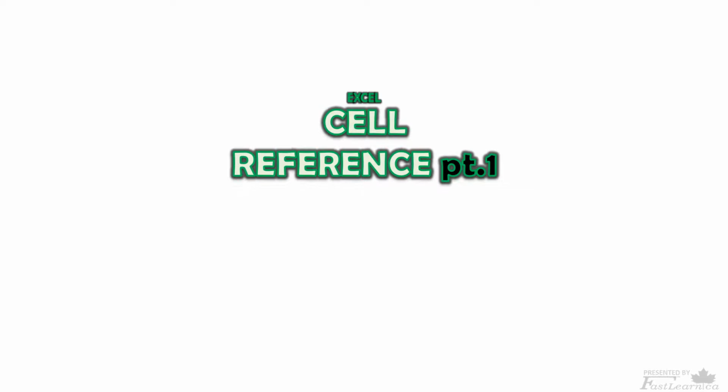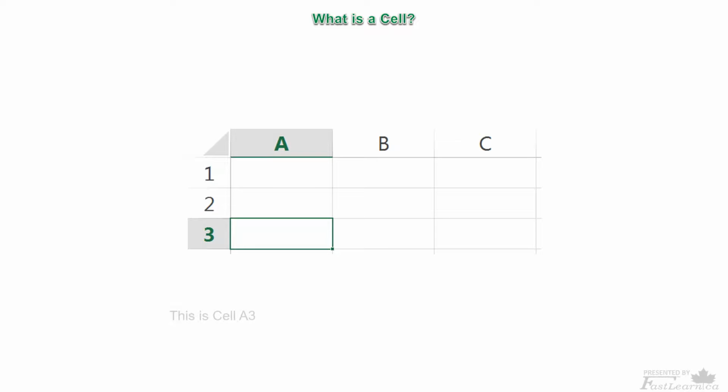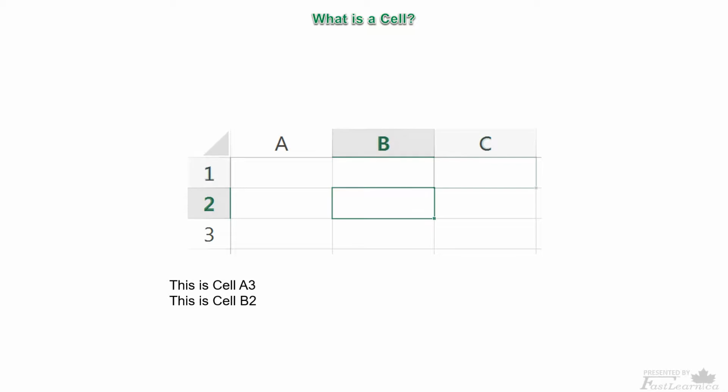This video will explore the 3 types of cell referencing in Excel. What is a cell? In the Common Terms and Functions video you learned about cells. Here is a quick recap. This is cell A3. This is cell B2. This is cell C1.